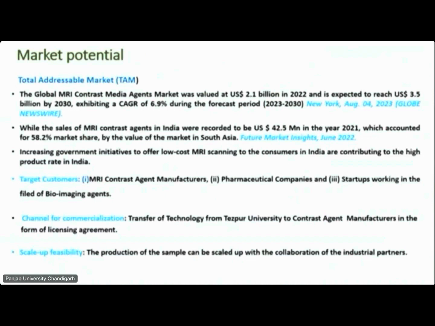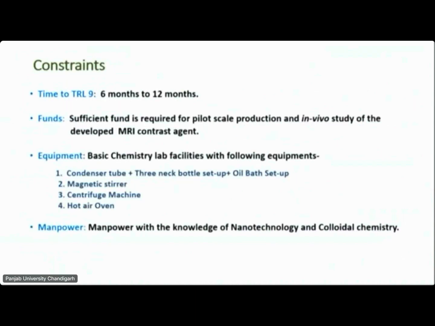For commercialization and transfer of technology, we have to follow the IPR agreement of Tezpur University, if anybody is interested in our technology. We definitely need to scale up our technology, and for this we need the help of industries to scale up the amount of contrast agent, because we have done this only at laboratory scale right now. From TRL level 4 to 9, we may require around 6 to 12 months, and we need funds to achieve that.